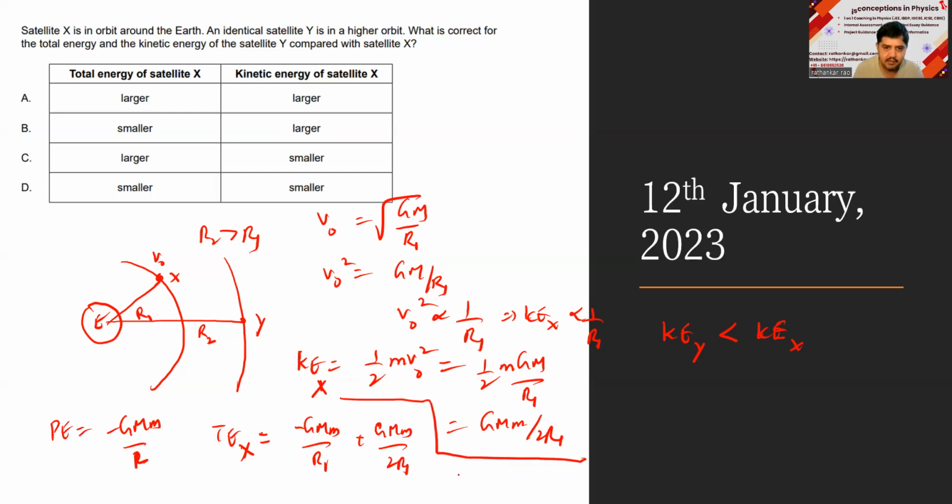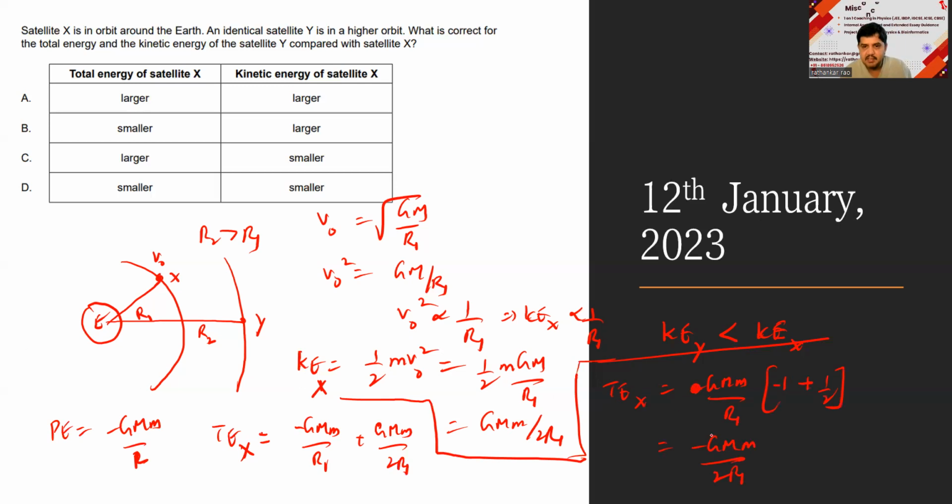I have no space over here, so I'll continue here. Total energy of X is equal to minus GMm by R1, I'll take this common by R1, into minus 1 plus half, which should now be equal to minus GMm divided by 2R1. Now what do you see here? Total energy is equal to so much.